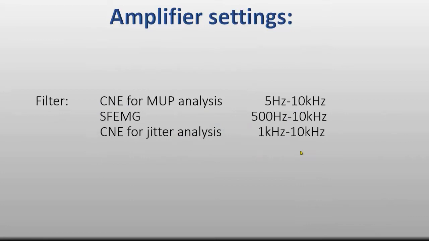The amplifier settings, here is a summary. Concentric for multi-unit analysis, 5 Hz to 10 kHz. Single fiber, to get rid of some slow components, is 500 Hz to 10 kHz, and the recording with the concentric electrode, 1 kHz to 10 kHz, is found to be the optimal.